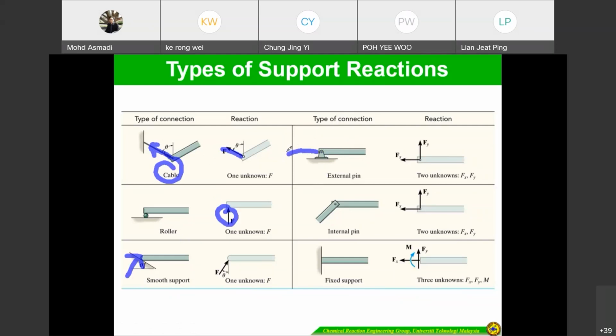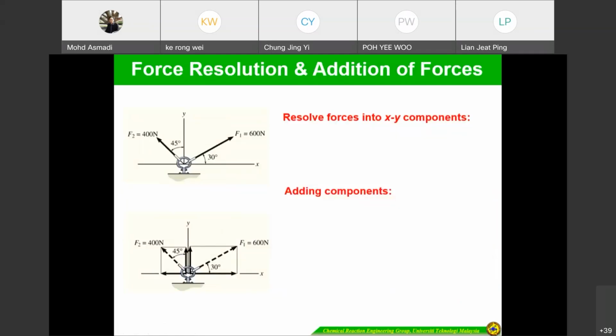But we will correct the support reactions when we do the calculation, if you get a negative value. Similarly for this one, and this one of course has a moment because this is a fixed support. Next, how to resolve the force and how to add the force. I think you are familiar with this, right? How to resolve the force into Fx and Fy.